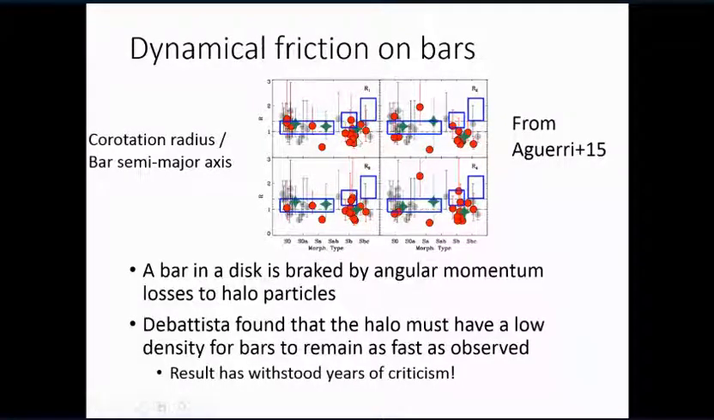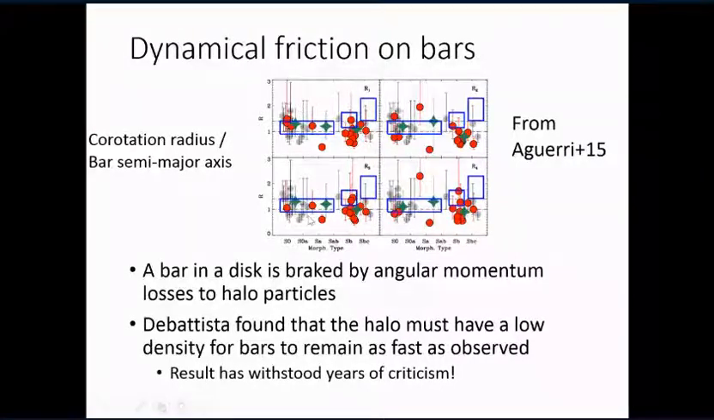But you can see from the red dots, which are their data, that most bars lie down here around about 1, which means that the co-rotation radius is only just outside the bar, the semi-major axis of the bar.